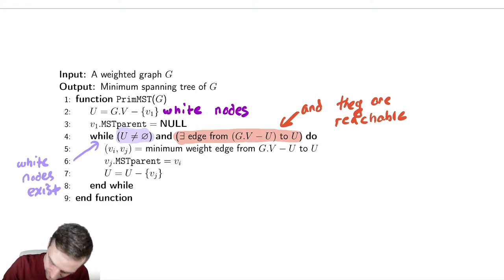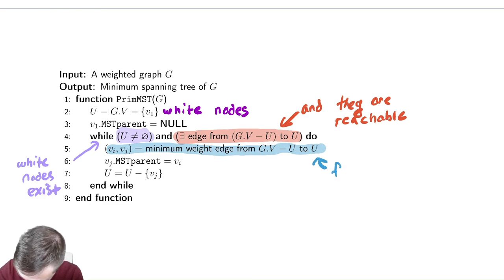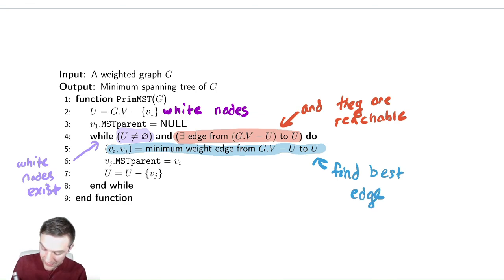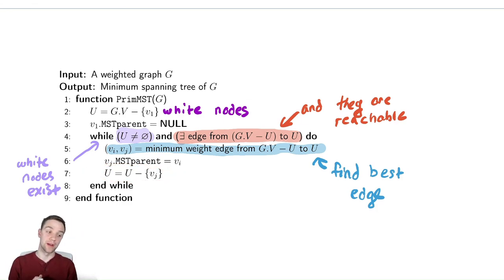So this code here corresponds to finding the best edge. And then once we found the best edge, we assign the correct parentage and add it to the colored nodes. Notice that we add it to the colored nodes by removing it from the white nodes. We don't actually have any data structure storing those nodes. So that is worth mentioning.